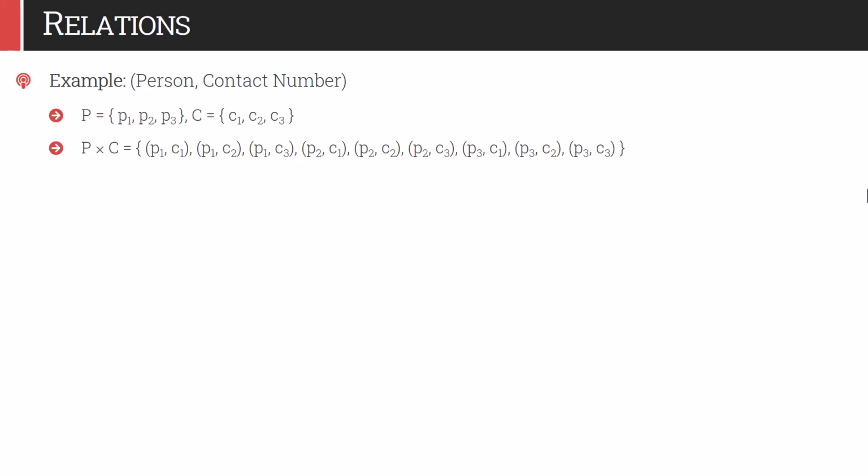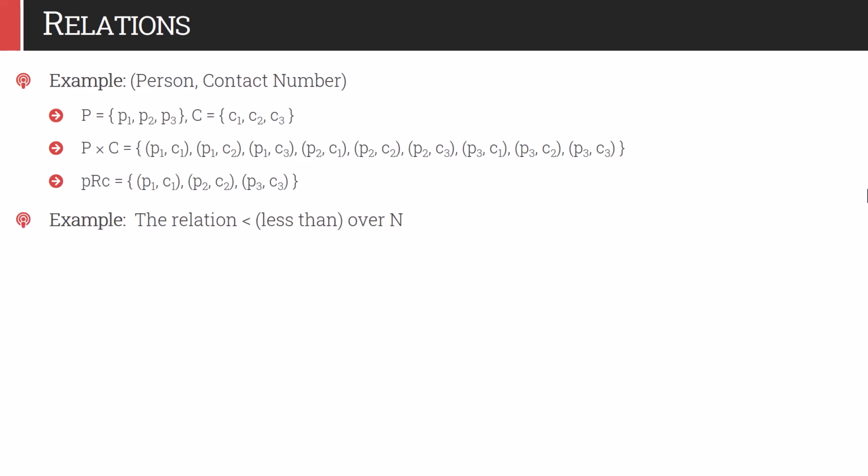But not all will hold the relation, because we know that every person is associated with one contact number only. So when I find the relation PRC, that means the person has a particular contact number. That will only contain 3 tuples: (P1, C1), (P2, C2), (P3, C3). So we can say that the relation here is a subset of the Cartesian product.